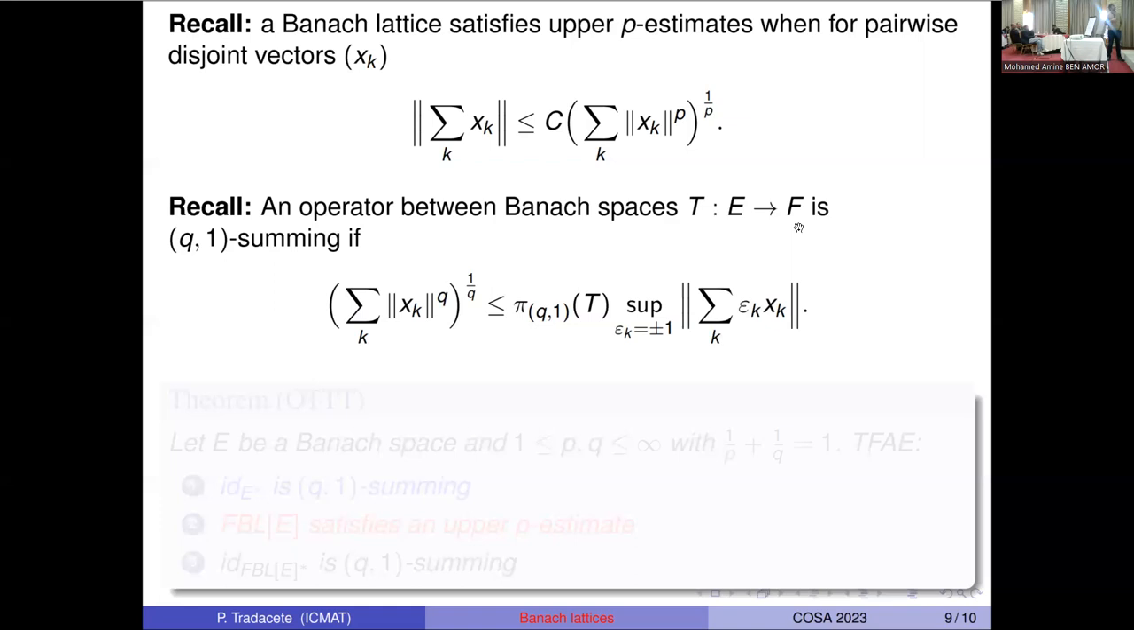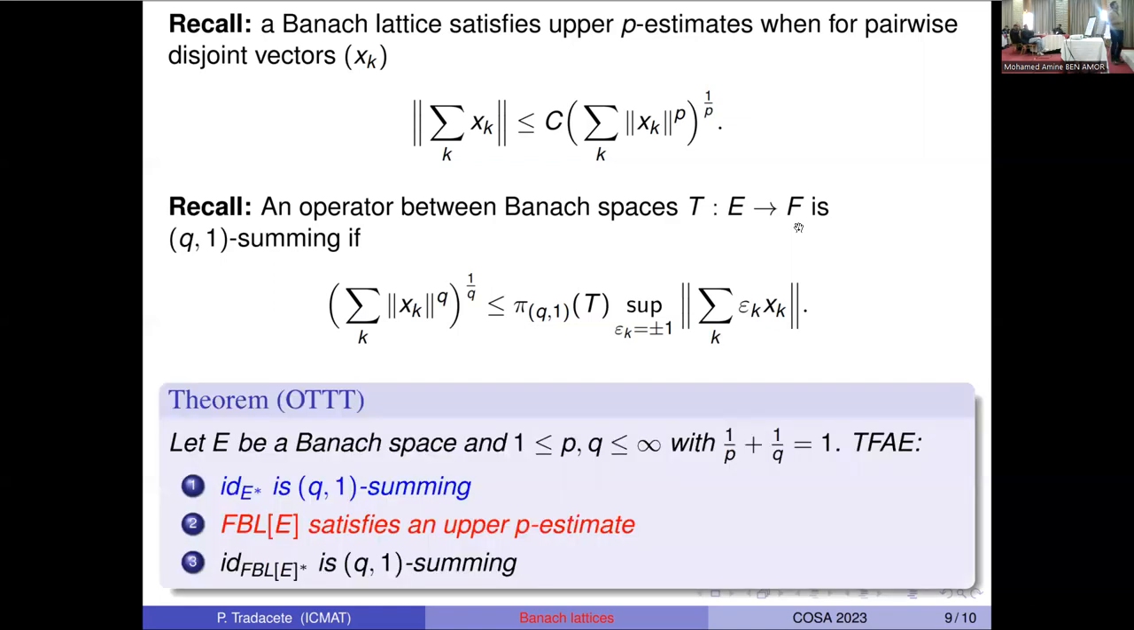Here P and Q would be Hölder conjugate. So what we could prove is the following, also a nice characterization. If the identity on the dual of your Banach space is Q1 summing, then the free Banach lattice satisfies an upper P estimate, and vice versa.